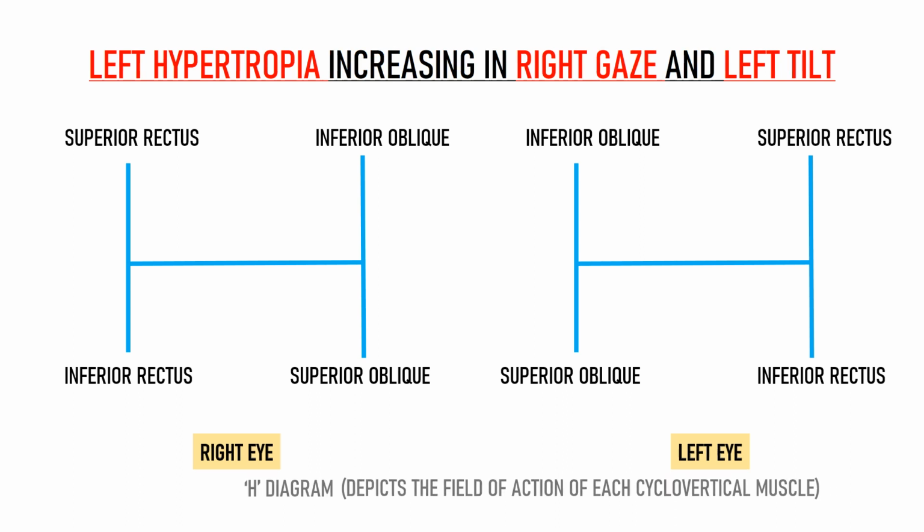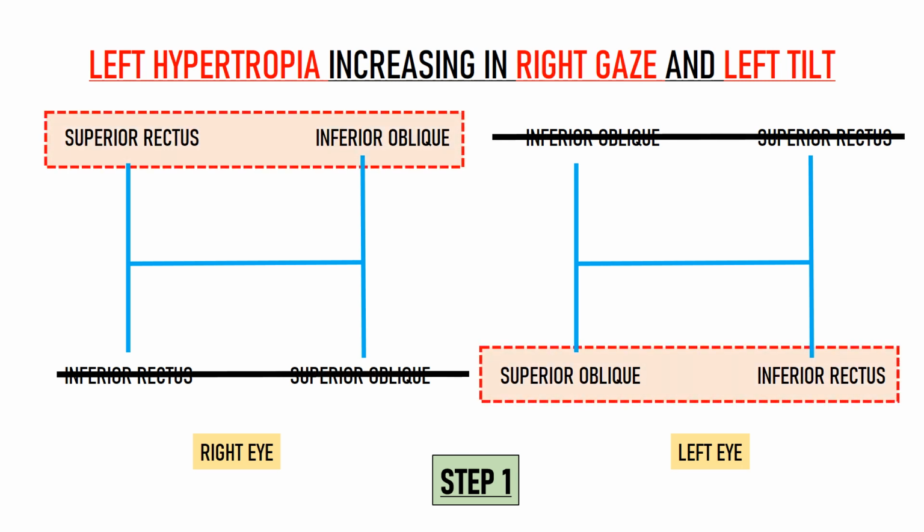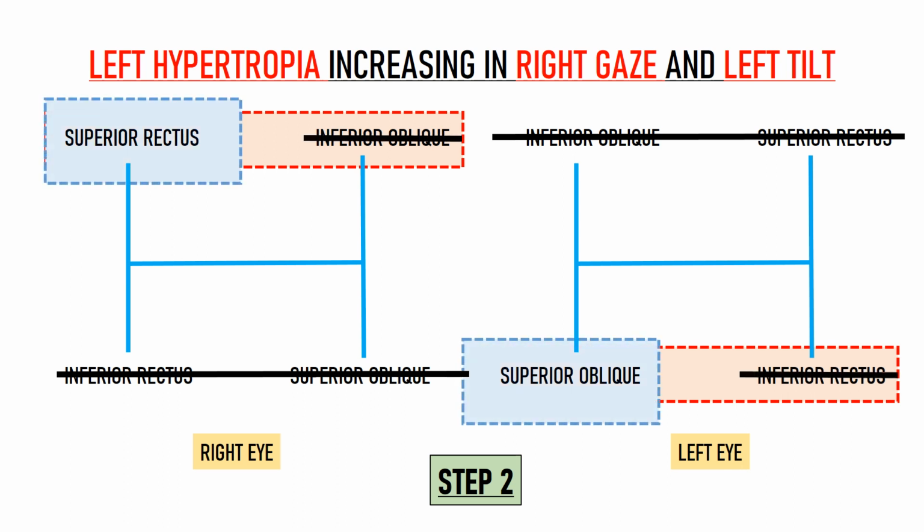So step 1, left hypertropia. So either the left eye's depressors are not working or right eye's elevators are not working. Step 2, increasing in right gaze. You don't have to think about which muscles are acting in this gaze. Just select the muscles that are written on the same sided gaze, so the right gaze of this person. The two muscles on the right gaze are right superior rectus and left superior oblique.